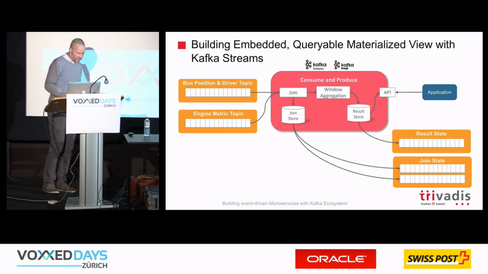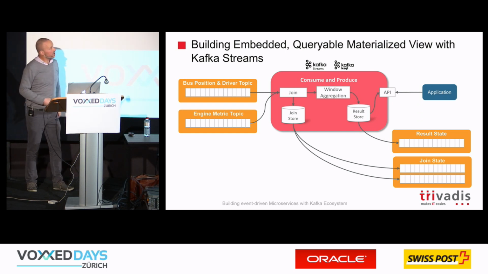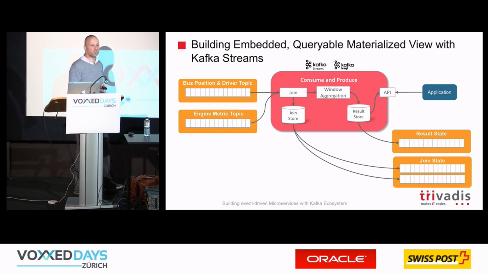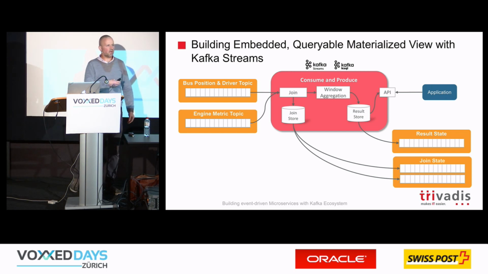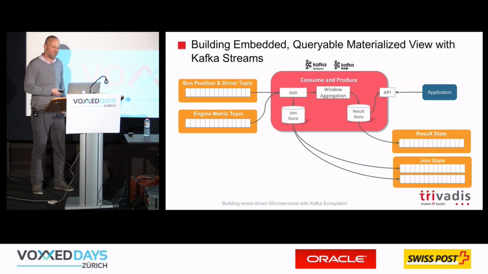And now we're almost at the end. This is the second last slide. That result store, it's the same picture. We just add an API and an application. Such a result store is also queryable. Flink can do that as well, and other stream processing frameworks will probably follow.